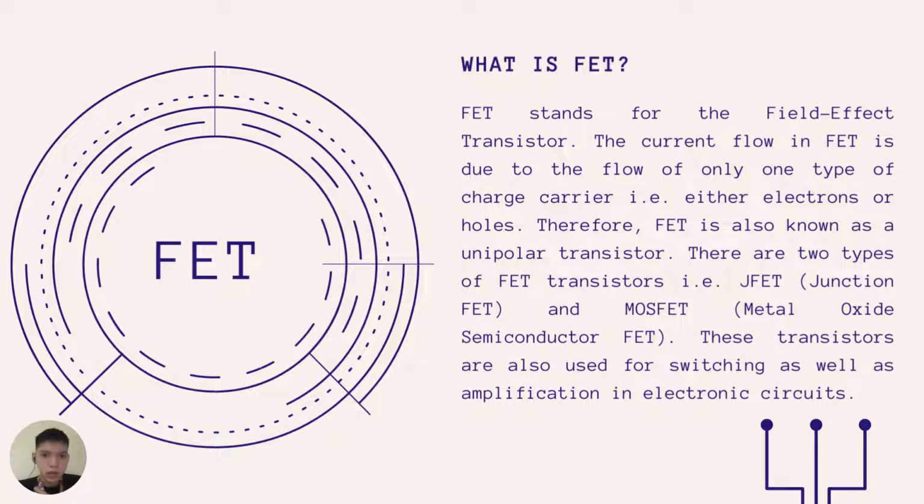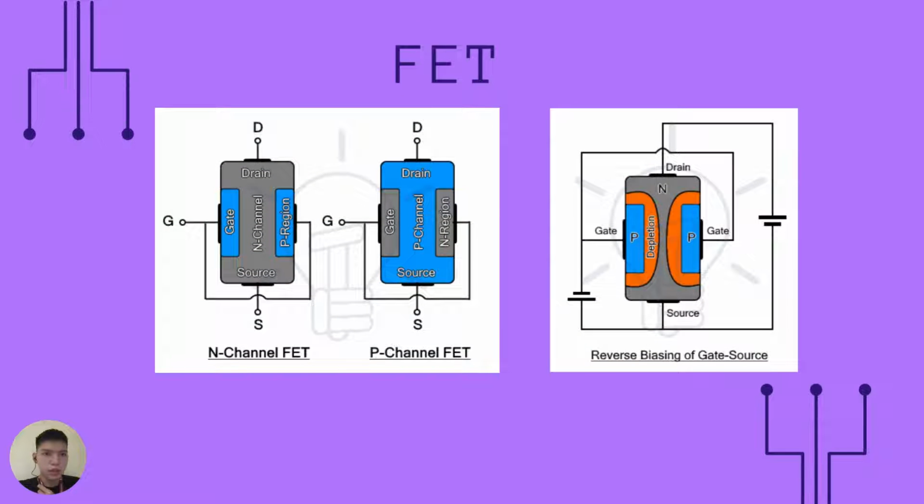So there are two types of FET transistors na kay JFET, which is the junction FET, and the MOSFET, which is the metal oxide semiconductor FET. These transistors are also used for switching as well as amplifications in electronic circuits. So mo ni ang naong sa imuhang FET, na kay N-channel FET, na kay P-channel FET, and we also have na kay mga tulo ka terminals. So ang tulo ka terminal sa imong FET is mao ang drain, ang gate ug ang source.